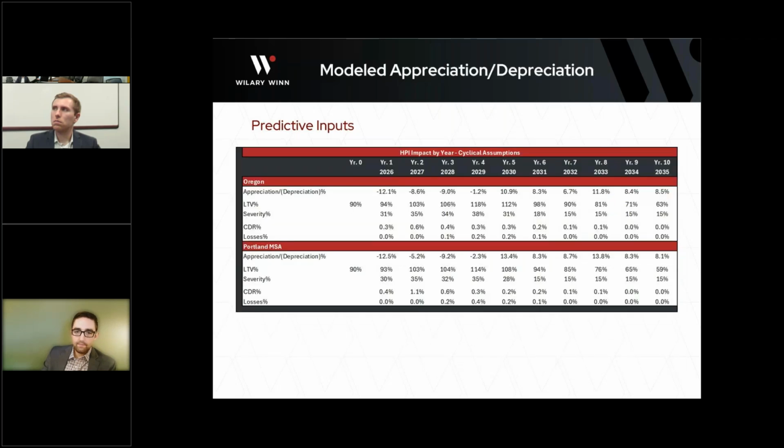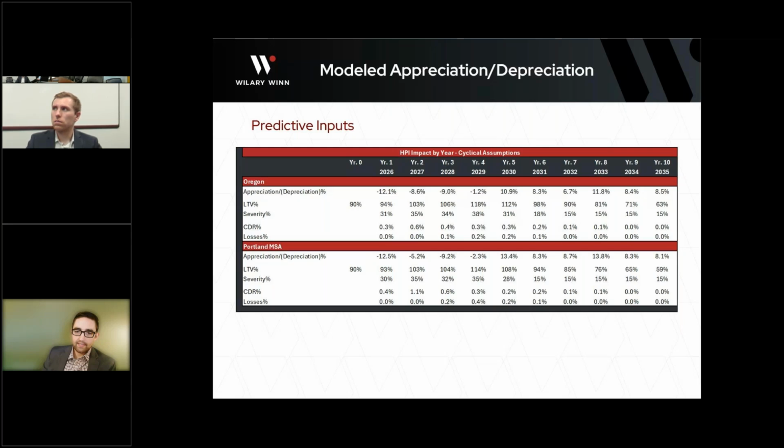What's important here, in this example, is that updated collateral values are flowing directly into both the default probability and the loss severity assumptions that we have in the model. This is giving us a fully integrated dynamic framework that's adjusting as market conditions change.